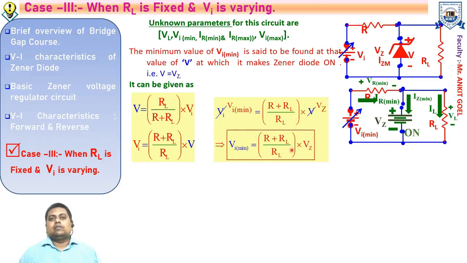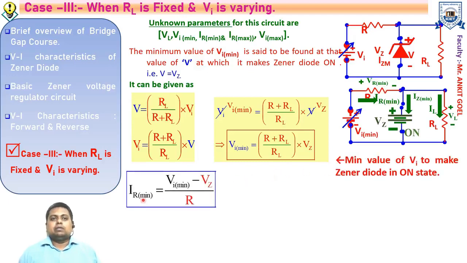Since you have the minimum value of the Vi, you can easily calculate the IR minimum, because at the minimum voltage, the current which is flowing through this resistance is also the minimum. So the IR minimum can be easily calculated as Vi minimum minus the fixed value, that is the load voltage, upon the value of R. Since the load voltage is the same as Vz, which is the regulation action, IR minimum is Vi minimum minus Vz upon R, as you had already calculated in the previous case also. So this gives me VL is equal to Vz.